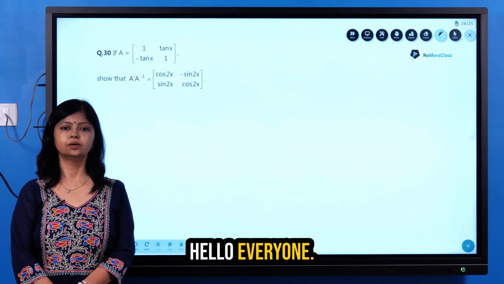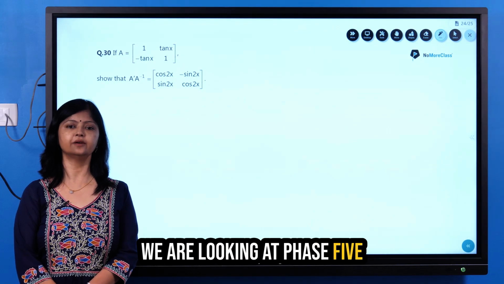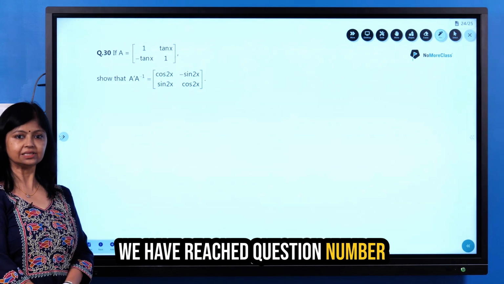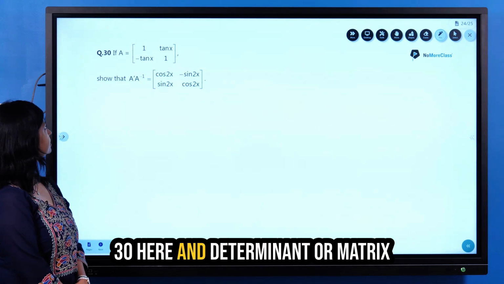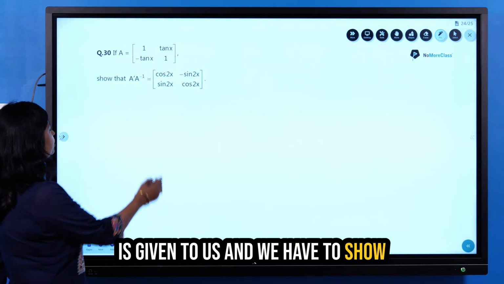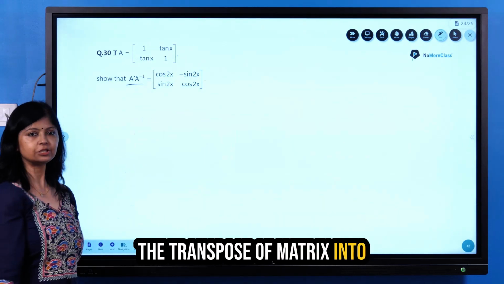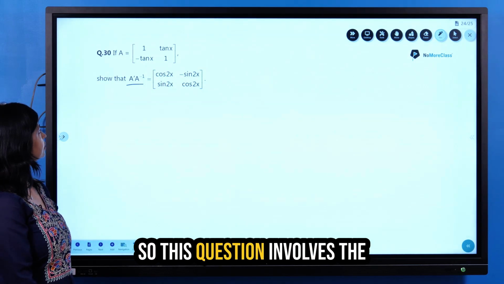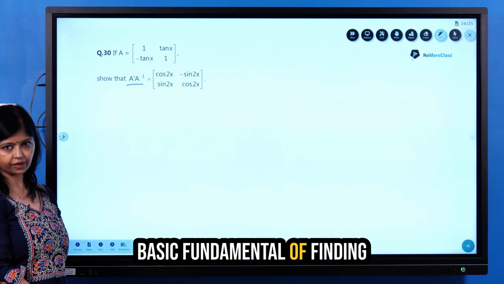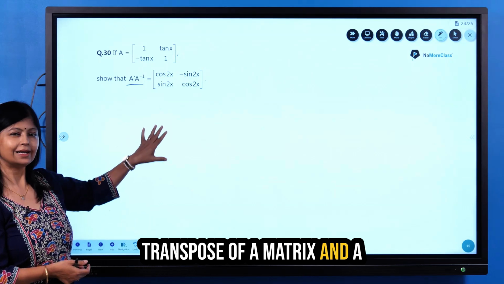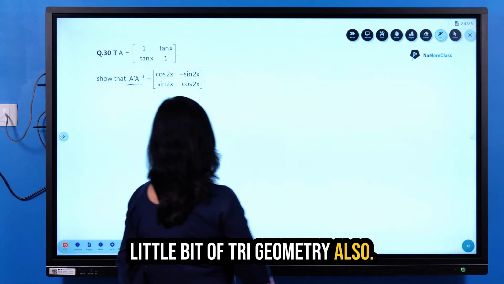Hello everyone. We are looking at phase 5, chapter determinant, exercise 2. We have reached question number 30 here, and the determinant of a matrix is given to us, and we have to show that the transpose of the matrix times the inverse of the matrix is given to us. So this question involves the basic fundamentals of finding the inverse of a matrix, the transpose of a matrix, and a little bit of trigonometry also.